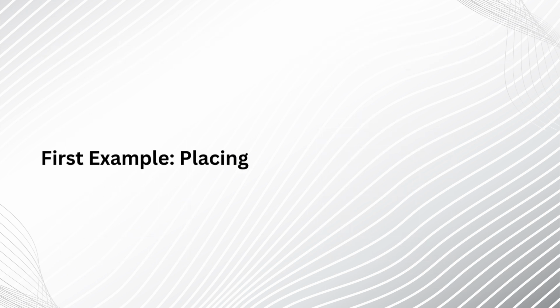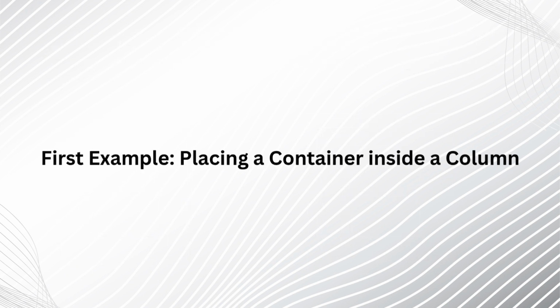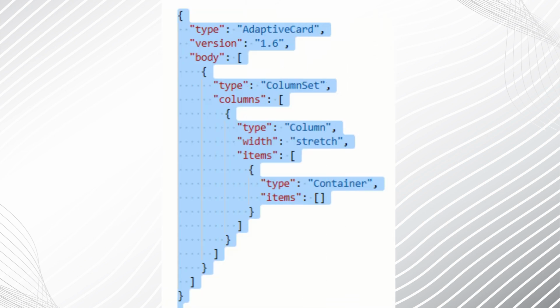Let's look at our first example, placing a container inside a column. Here, we start with an adaptive card that has a column set in its body. Inside the column set, we have a column with its width set to stretch. Now, within this column's items array, we place a container.